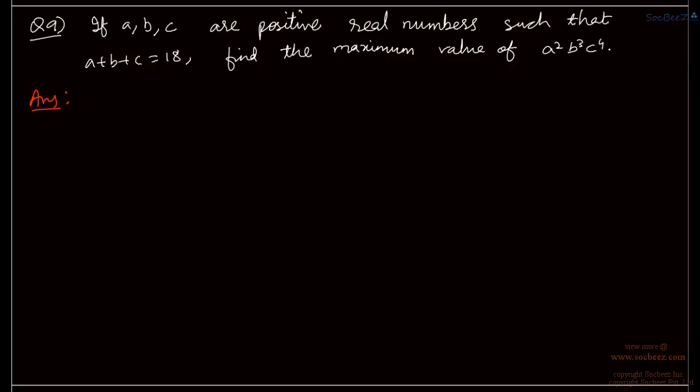So, I need a squared, b cube and c power 4. I will write this as 2 into a by 2 plus 3 into b by 3 plus 4 into c by 4. Why I write this will be clear shortly. Now you can see that instead of a, b, c, I am considering a by 2, b by 3 and c by 4, and the weights are 2, 3 and 4. So now let us apply the weighted mean inequality, that is A star is greater than G star, actually greater than or equal to.